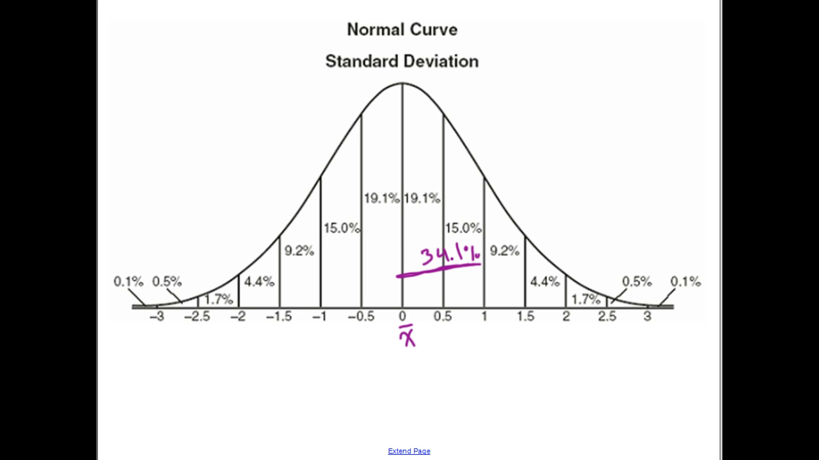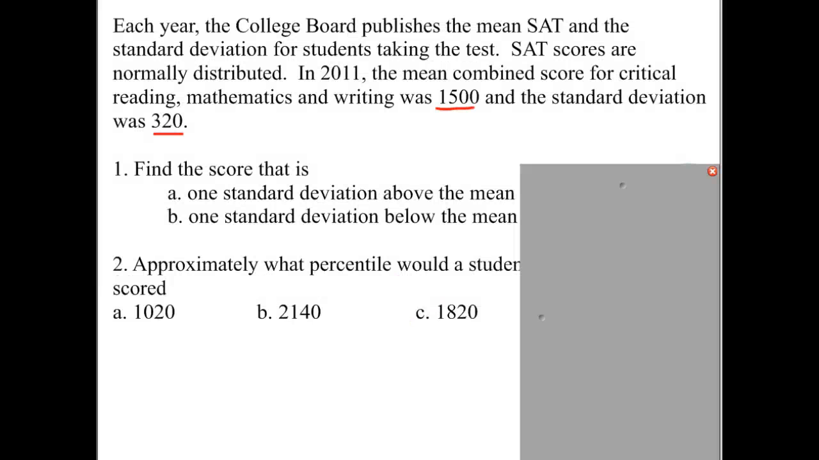So let's work through the questions that are on your sheet that involve the SAT. You're going to be given a question of this sort. We need to pick out certain key words here. The College Board does give you the mean and standard deviation for students taking the SAT. Now in 2011, the mean combined score for the three sections was 1500. The standard deviation was 320. And we know that it's normally distributed.